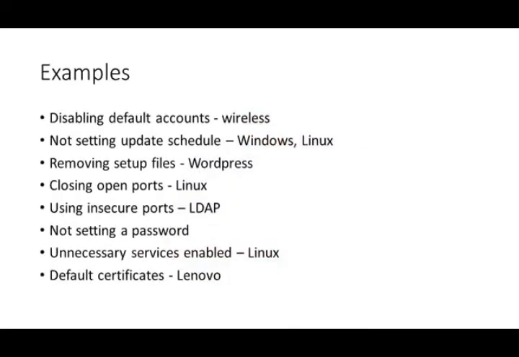This is so prevalent, in fact, that it's number 5 on OWASP's top 10 security controls. Again, so this could be ports, this could be a number of different things, but more specifically, let's talk about a few examples. Disabling default accounts.